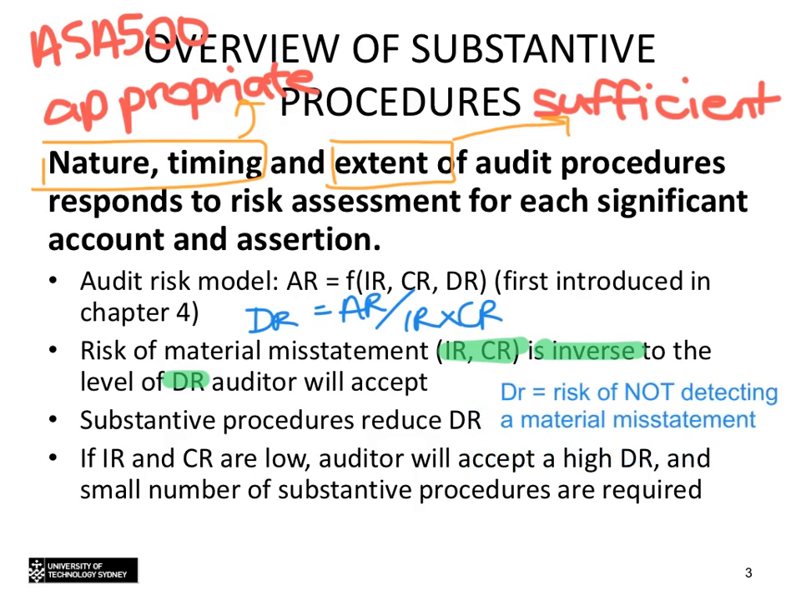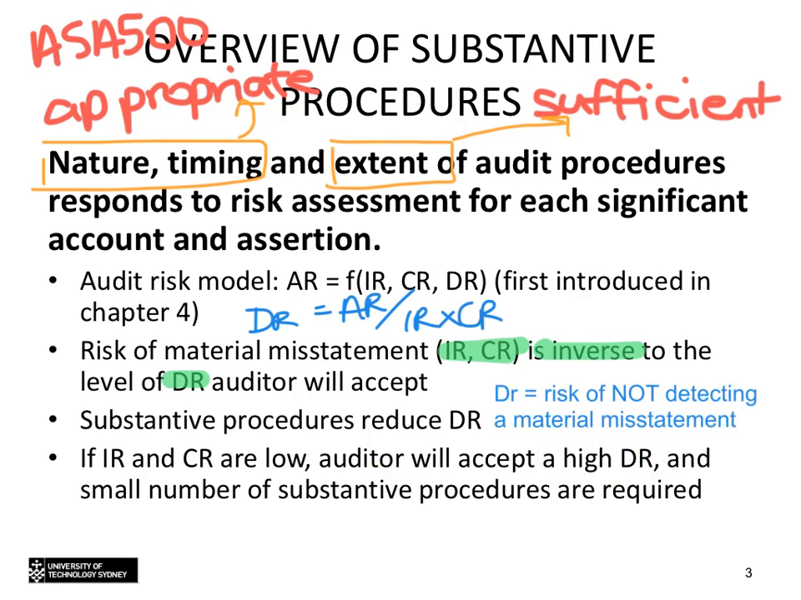So it's really key that you remember that it's the risk of not detecting a material misstatement. Because of that, the more substantive testing we do, the lower the detection risk is going to be. So that makes logical sense. The more evidence I collect, the more detailed checking, the less chance there is I'm going to miss something within my audit.